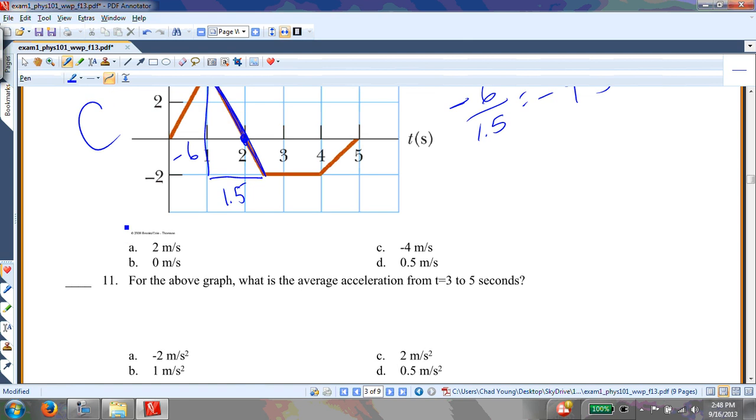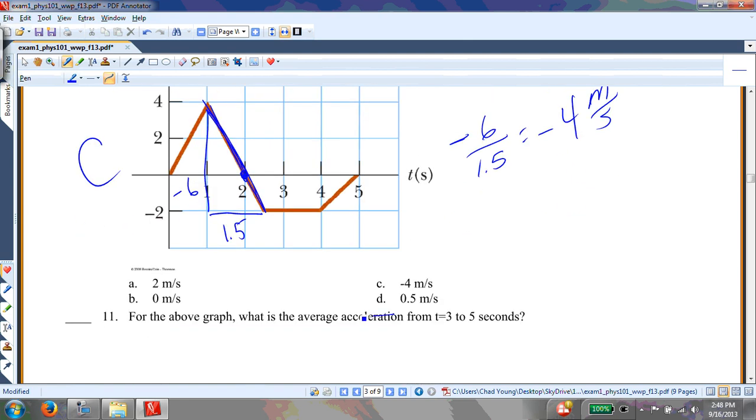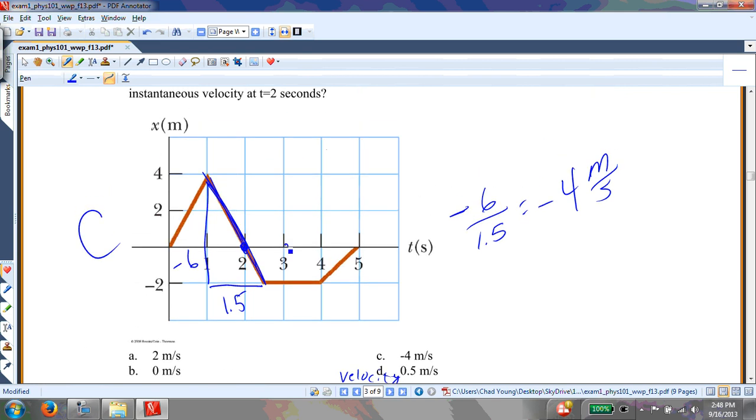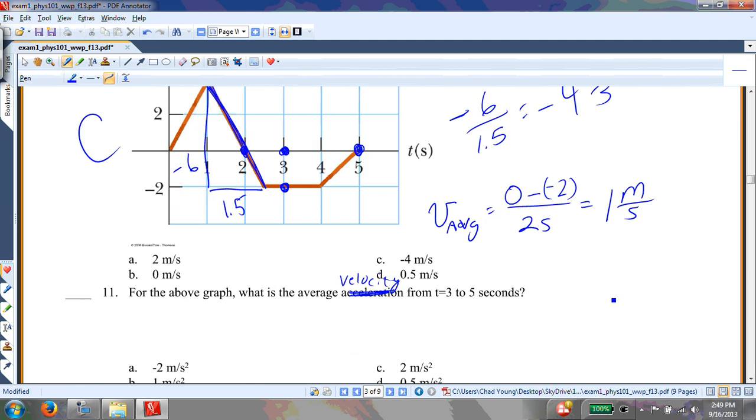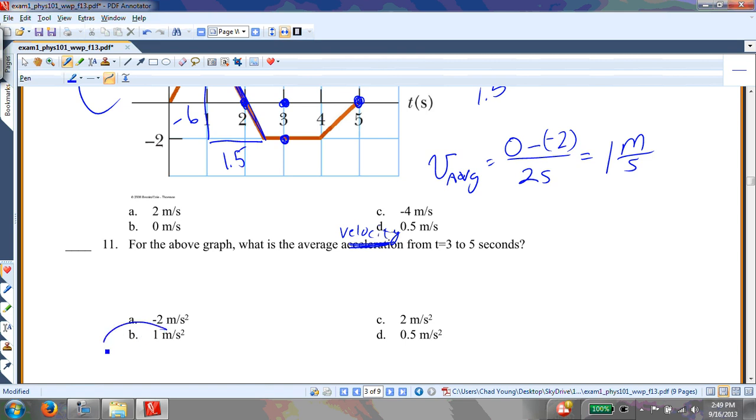For the above graph, what is the average acceleration? Or excuse me, that should say average velocity from t equal 3 to 5 seconds. So I want to know the average velocity between here and here. This is my initial position. This is my final position. So to find average velocity, it's going to be 0 minus -2 divided by the change in time, which is 2 seconds. That's 1 meter per second. So the answer for number 11 is B.